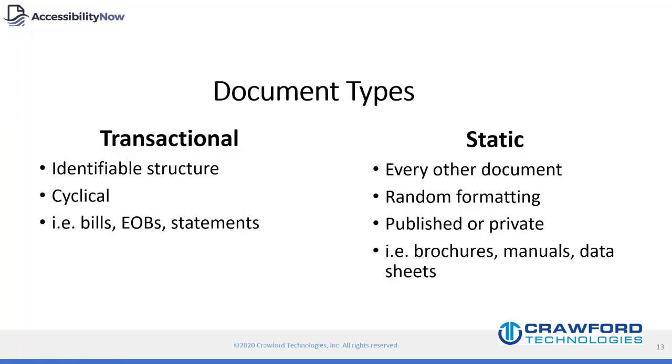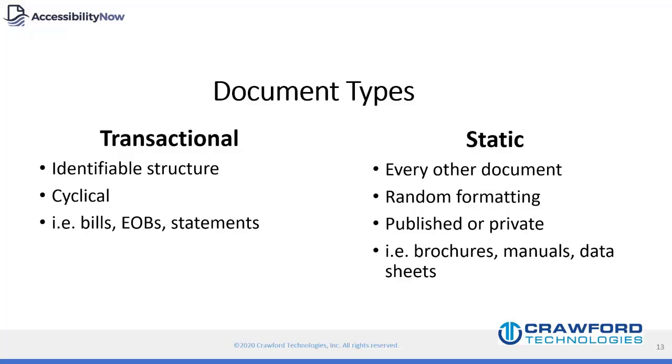Static documents are the type that have random formatting. There's no real repetitive information between one document and another. It can be something published like brochures, manuals, data sheets, etc. And these types of documents, you wouldn't create any rules-based template to process them, whereas with a transactional document, you would be using formats such as rules-based templates to automatically process these.